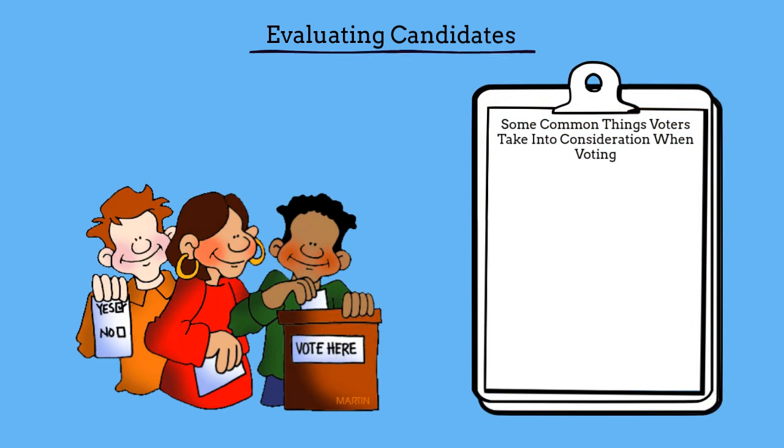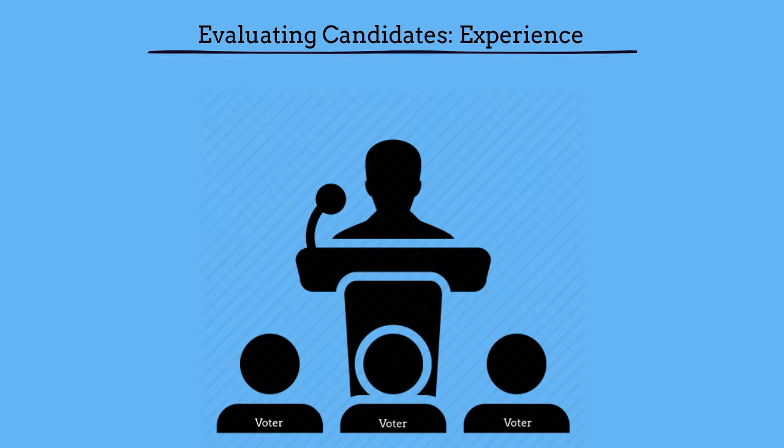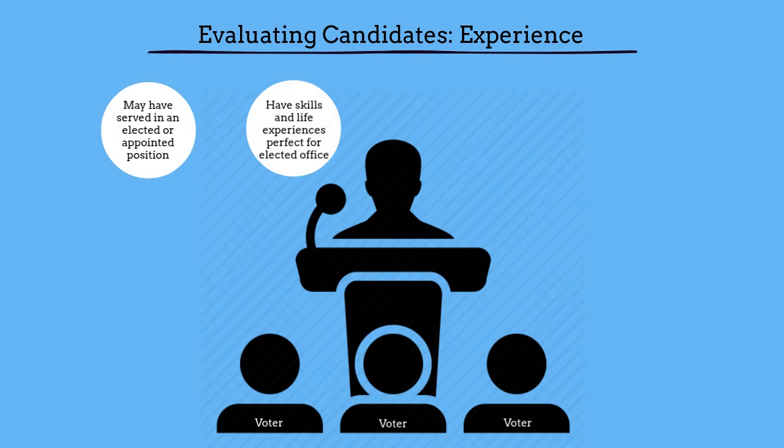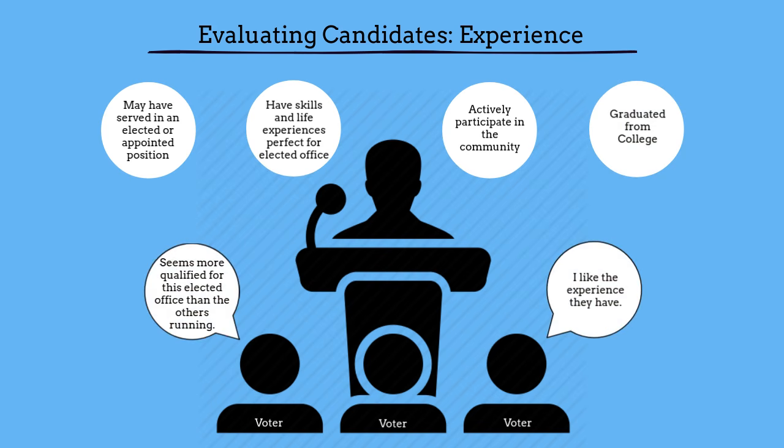There are some common things that voters can take into consideration when deciding which candidate they will support. We will look at a few of these: experience, platform, debates, and political ads. A candidate running for office may have served in some other elected or appointed position, or they may have skills or life experiences that would help them do their job. For example, many elected officials actively participate in their communities, graduated from college, and may have served in local government before running for state or federal office. These experiences may make them a more attractive candidate.